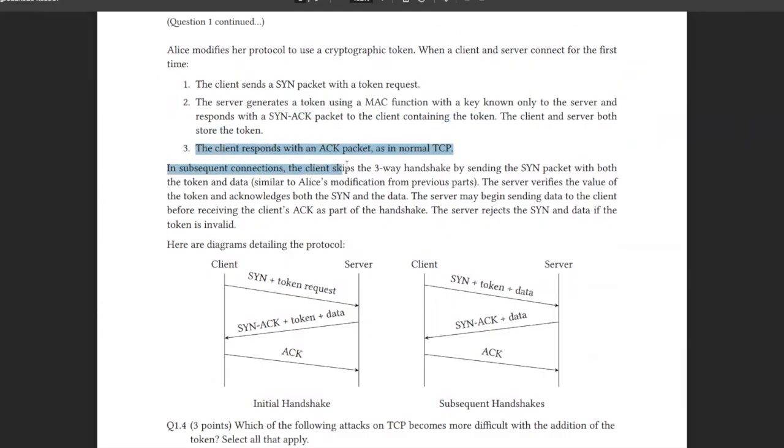Then the client responds with an ACK packet as normal in TCP. However, in future connections, they skip the handshake and they just send the SYN packet with the token that they both now have, right? And data, same as before, basically, some data. And the server verifies the value of the token, acknowledges both the SYN and the data. The server may begin sending data to the client before receiving the client's ACK as part of the handshake. The server rejects the SYN and the data if the token is invalid. So TLDR is just an extra token step to then skip the handshake every time. That's the idea, right?